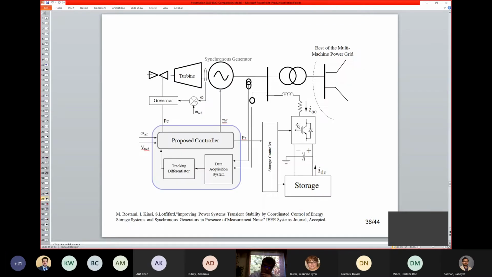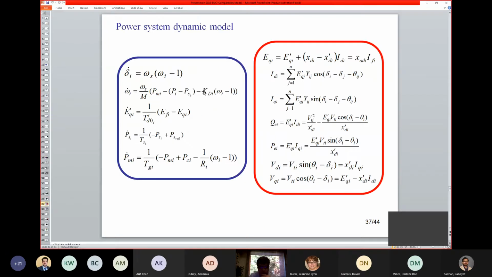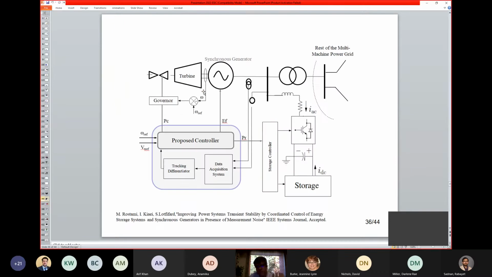So our idea was, can we utilize energy storage for that application? Therefore we developed a controller where everything is decentralized. It coordinates any battery energy storage that you have locally with the synchronous generator. The main challenge here was how to develop the decentralized model for such an application, because this is a multi-machine problem.